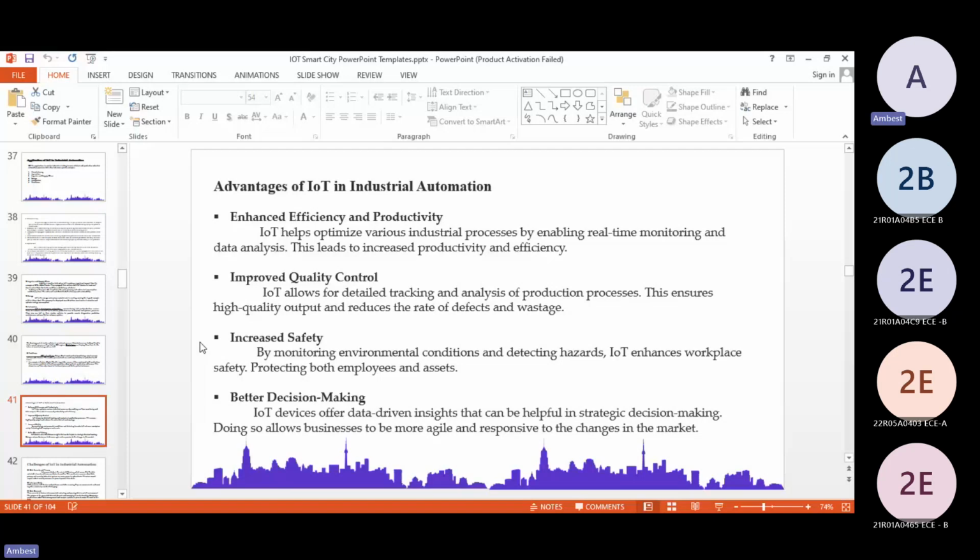All it says is real-time monitoring and data analysis. We have seen previous examples, right? Just like that, it is also a type of monitoring of processes and data analysis in real time. So this leads to increased productivity and efficiency. Have you got it? Enhanced efficiency and productivity helps to optimize the various industrial processes by enabling real-time monitoring and data analysis, which leads to increased productivity and efficiency.